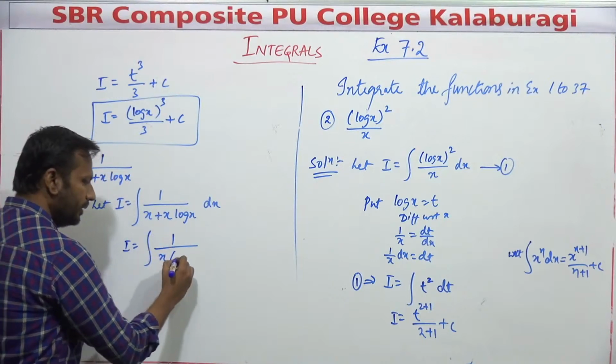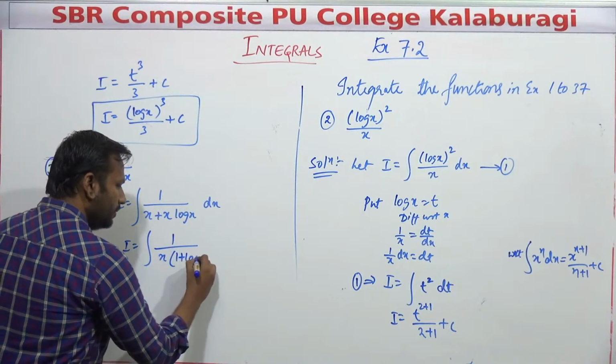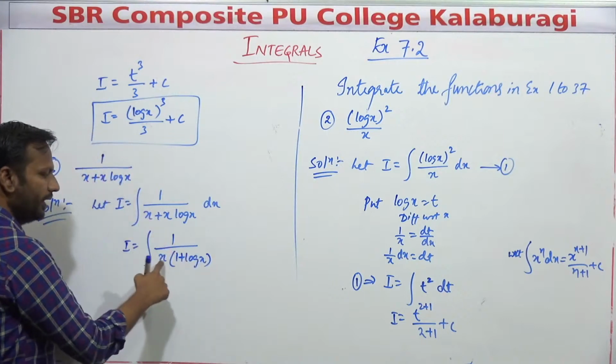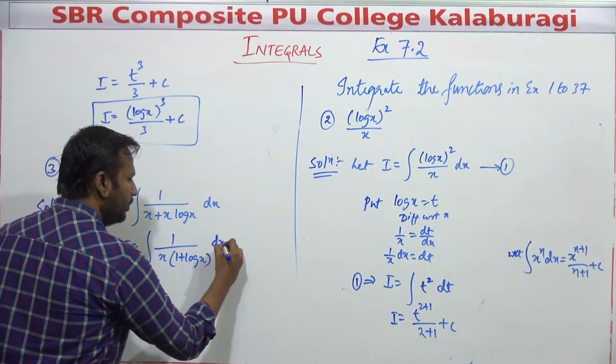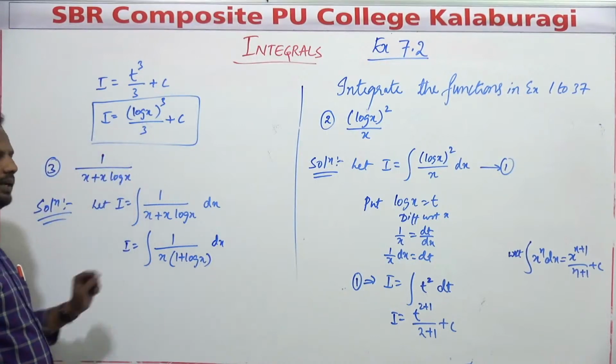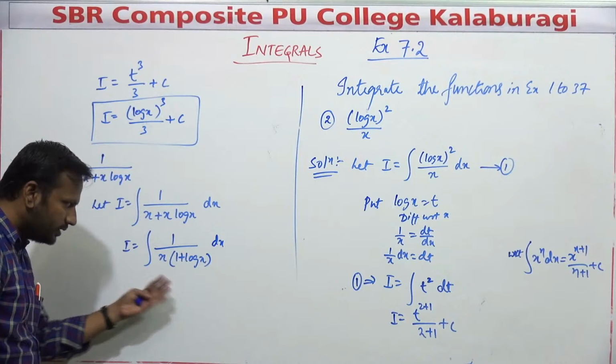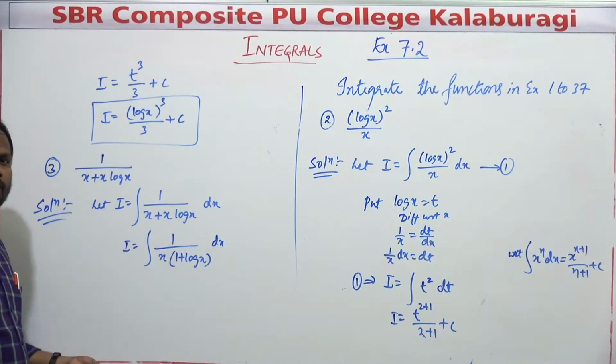X is common. Let me take x outside here. What remains here? 1 times x is x. x into log x is x log x, right? dx. 1 plus log x remains here after taking x common. So now in these two things, which one do you feel is the complex one?